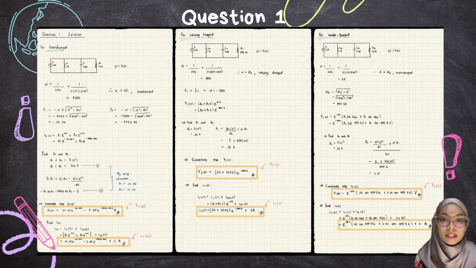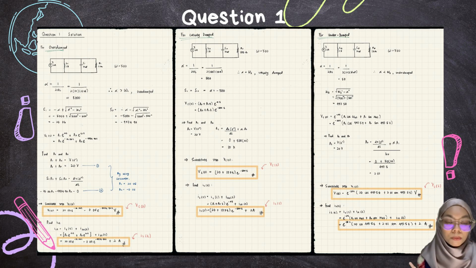And today I'm going to explain the calculation for question number 1. Number 1 asks you to design an overdamped, underdamped and critically damped circuit and find the VCT and ILT for it. As for overdamped, alpha must be greater than the given omega.